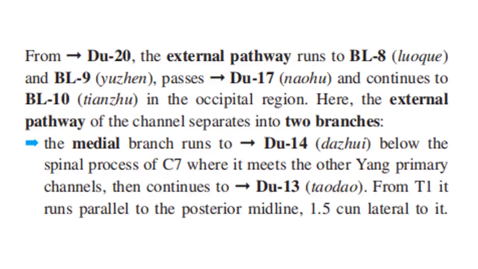From DU20, the external pathways run to bladder 8 and bladder 9, pass DU17 and continue to bladder 10 in the occipital region. Here, the external pathway of the channel separates into two branches. The medial branch runs to DU14 below the spinous process of C7, where it meets the other yang primary channels, then continues to DU13. From T1, it runs parallel to the posterior midline, 1.5 cun lateral to it.